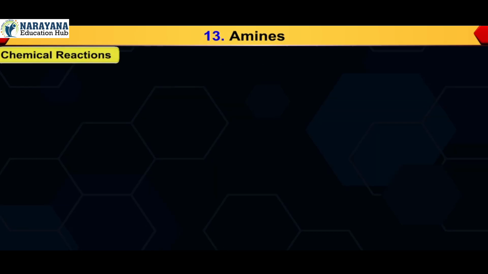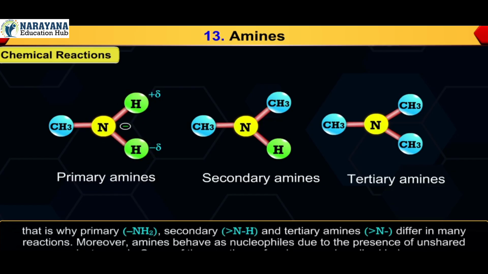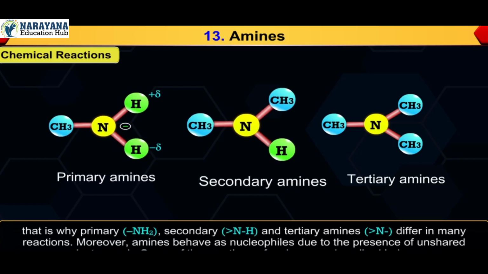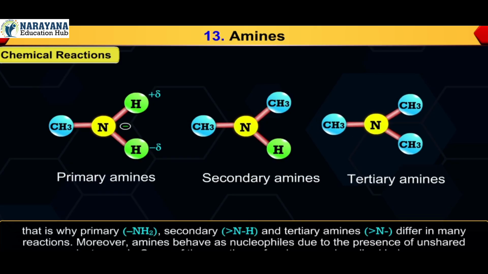Chemical reactions. Difference in electronegativity between nitrogen and hydrogen atoms and the presence of an unshared pair of electrons over the nitrogen atom makes amines reactive. The number of hydrogen atoms attached to the nitrogen atom also decides the course of reaction of amines. That is why primary, that is -NH2, secondary, -NH, and tertiary amines, that is N, differ in many reactions. Moreover, amines behave as nucleophiles due to the presence of an unshared electron pair. Some of the reactions of amines are described below.